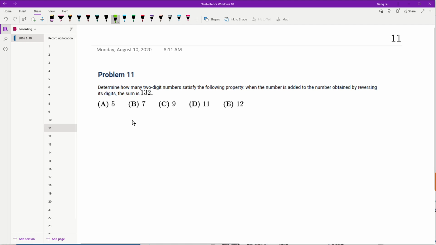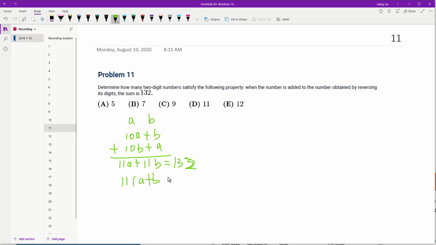Assume the digit in the tens position is A and the digit in the ones position is B. Then the original number is 10A plus B, and if we reverse it, the number is actually 10B plus A. If we add them up, we will get 11A plus 11B equals 132, so A plus B equals 12.